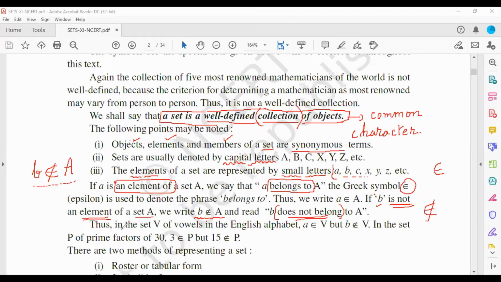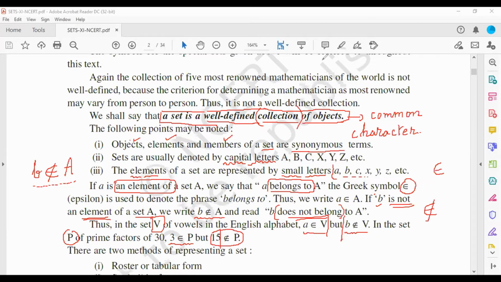Now, we can proceed further. In the set, let us say capital V of vowels, we say a is an element of capital V, but b is not an element of capital V. These are classical lines that are meant to guide you how to use this symbol, belongs to, does not belong to. Or for example, prime factors of 30. So 3 is a factor of 30, therefore 3 is an element, but 15 is not an element because 15 is not a prime number.